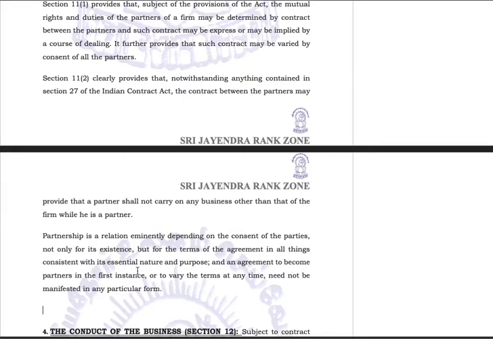And an agreement to become partner in the first instance, or to vary the terms at any time, need not be manifested in any particular form. That means it may be in writing, or it may be oral, or it may be implied, or it may be by conduct, it may be in any way. It is not mandatory that you write it down, because it depends upon your interpersonal relations. If you have faith between yourselves, you need not write it. If you do not have faith between yourselves, you write it down. It is like this.